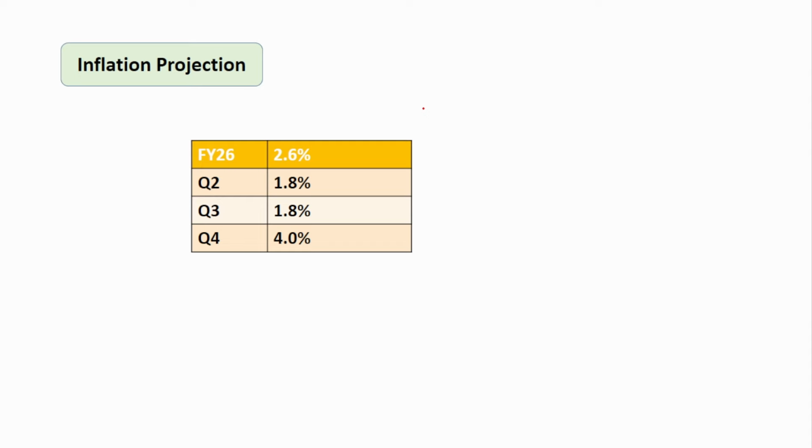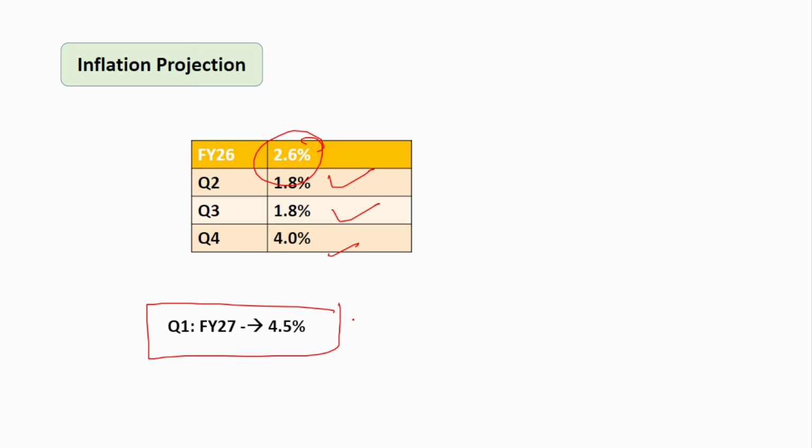Next is the inflation projection. For financial year 26, the inflation projection is just 2.6%, quarter 2 is 1.8%, quarter 3 is 1.8% and quarter 4 is 4%. Similarly, for the first quarter of financial year 27, it is projected at 4.5%. This is the inflation projection. Please remember at least the financial year 26 inflation projection and the financial year 26 GDP projection. Both you have to remember.